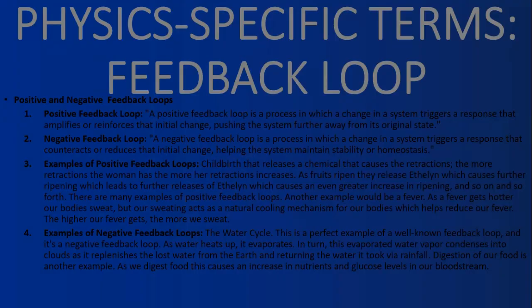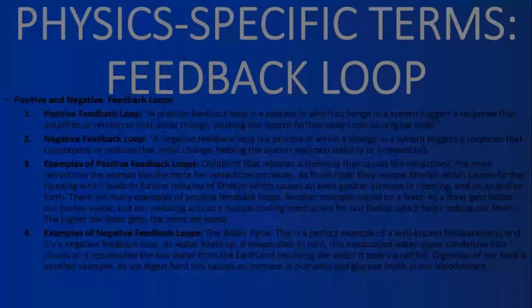Examples of positive feedback loops would be childbirth, which releases a chemical that causes contractions. The more contractions the woman has, the more her contractions increase. As fruits ripen, they release ethylene, which causes further ripening, which leads to further releases of ethylene, which causes an even greater increase in ripening, and so on and so forth. There are many examples of positive feedback loops. Another example would be a fever. As a fever gets hotter, our body sweats, and our sweating acts as a natural cooling mechanism for our bodies, which helps reduce our fever. The higher our fever gets, the more we sweat.